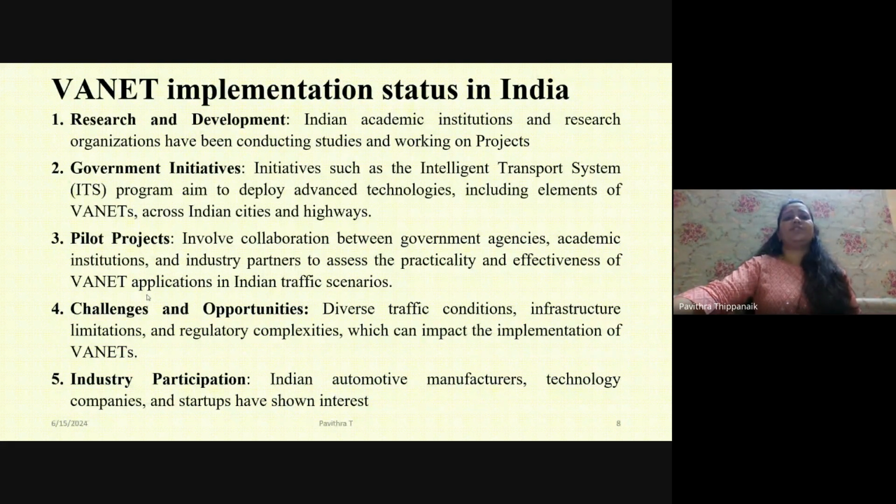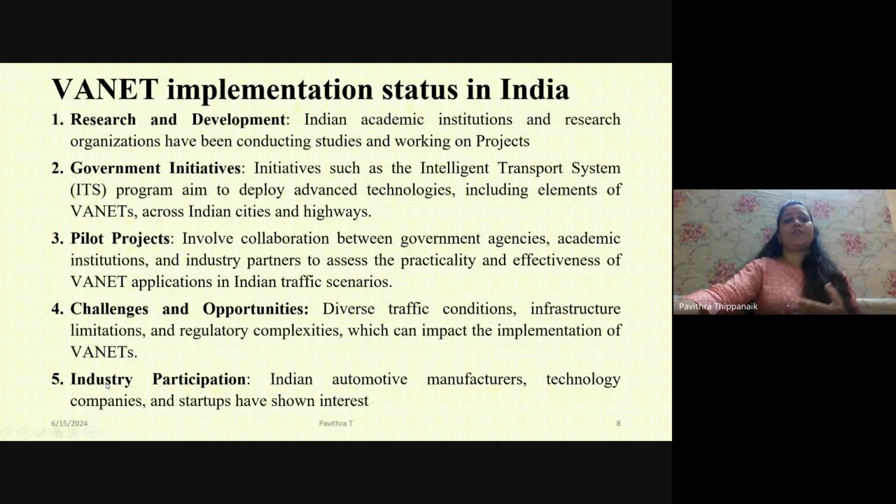But what are the challenges that are present for the implementation? So the challenges present are diverse traffic conditions. That is, we cannot predict what exactly might be the traffic condition in which particular area, because without knowing the traffic condition, we cannot deploy the RSU. Second thing is infrastructure limitation. As I said, deploying RSU all over will take a very huge funding. So that is also considered to be one of the challenge. And another is regulatory complexity. So as I said, standardization has to be developed. So those are some of the challenges that we are facing.